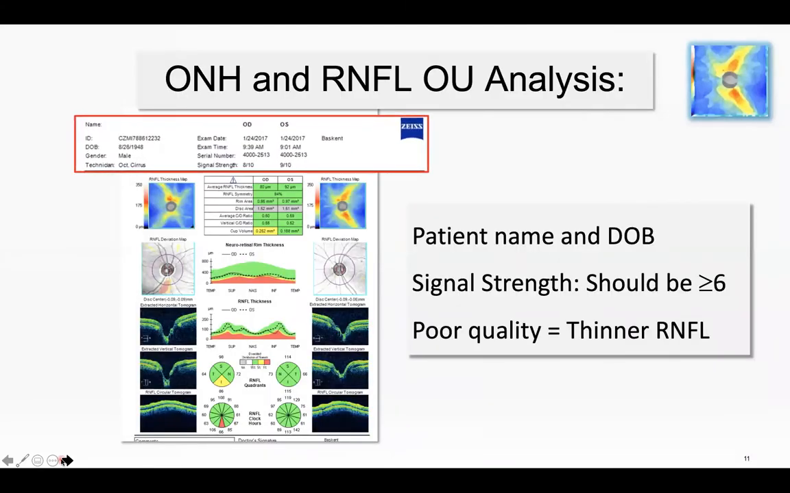So, when your technician hands you a Cirrus report, you have to be sure that the quality of the scan is good. Otherwise, you have to repeat it. For evaluating the quality of the scan, at first, we must check the patient data like name and date of birth, and as normative database comparisons are age-matched, this is very important. After that, we have to check the signal strength, which should be at least 6 or more, as recommended by the manufacturer. Poor quality scans result in thinner RNFL measurements.